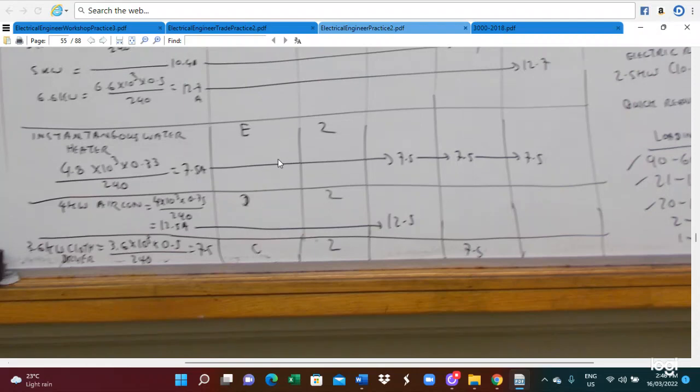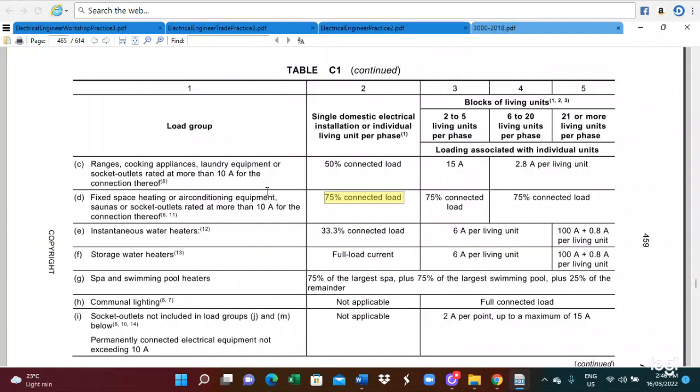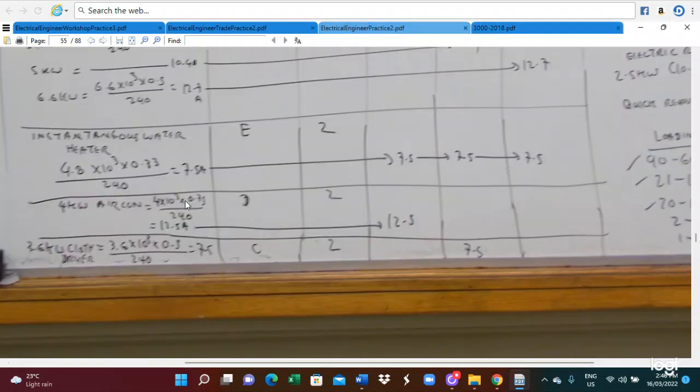And finally, we find the clothes dryer. The clothes dryer is located at the blue phase. The clothes dryer is load group C, because it is range, cooking appliance, laundry equipment. So this is load group C, and it should be 50% of the connected load. Therefore we substitute here 50% of connected load: 7.5 multiplied by 10 power 3, multiplied by 0.5, divided by 240. So you get 7.5 ampere. This is load group C.